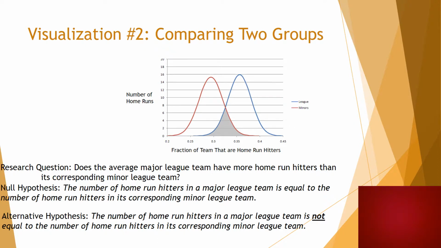team? So the null hypothesis would state that the number of home run hitters in a major league team is equal to the number of home run hitters in its corresponding minor league team. The alternative hypothesis would state that the number of home run hitters in a major league team is not equal to the number of home run hitters in its corresponding minor league team. And you can see there on the graph, it appears that the blue line representing the major league teams is a little higher.